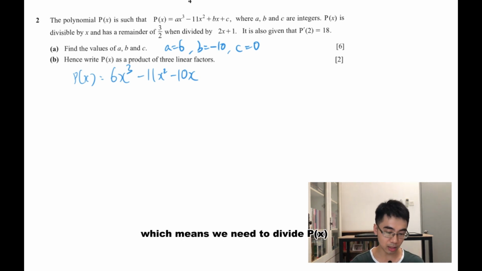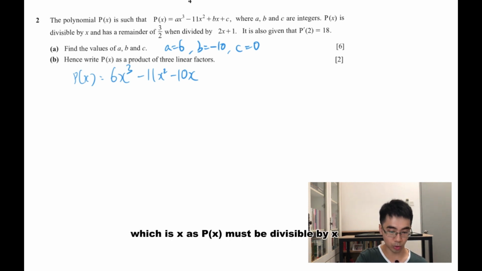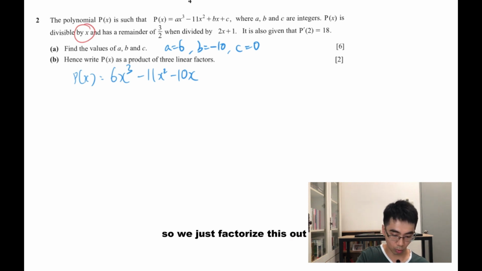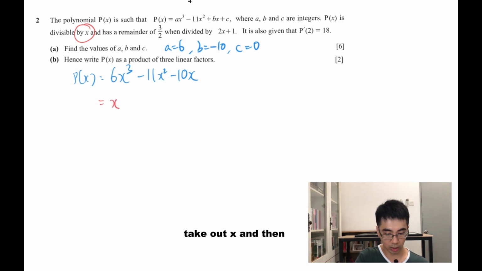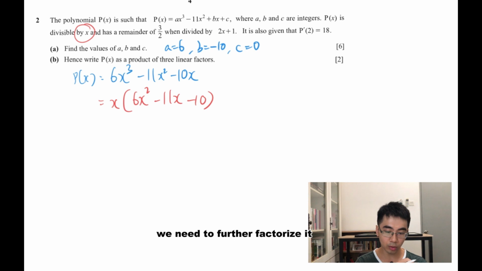we need to divide this p of x by some factor. But the very first one is just given by the question, which is x. Or it must be divisible by x. So we just factorize this out. So we take out the x, and then we got 6x squared minus 11x and minus 10. So here we need to further factorize, because we just got two factors, and the first one is x, and then the second one is the whole bracket, but that one is not a linear factor, so we need to further factorize that one.